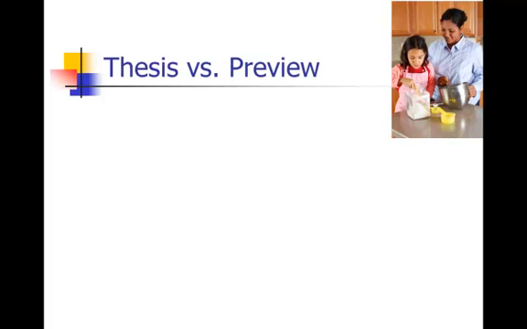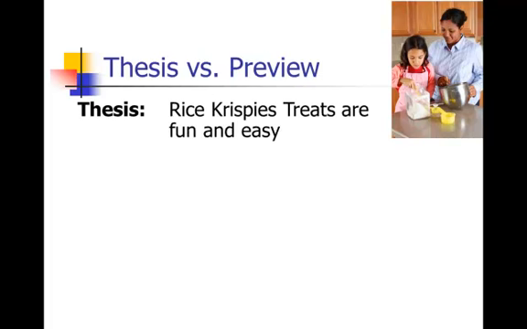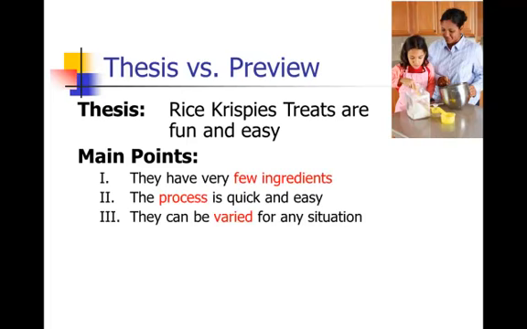Here's the difference. Let's say that you were doing a speech on Rice Krispies treats, and the thesis of your presentation was that Rice Krispies treats are fun and easy. Remember, you're making an argument. In order to support that argument, your main points might be that they have very few ingredients, the process is quick and easy, and they can be varied for any situation. So you have your three main points. Now it's time to preview them to give us a roadmap so that we know exactly what those 3 points are before you get to them.